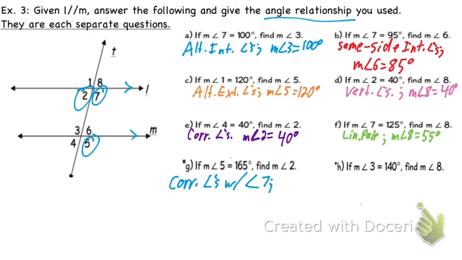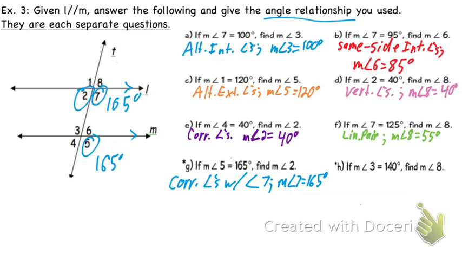And corresponding angles have what type of measure? Congruent. So if the measure of angle 5 is 165 degrees, what's the measure of angle 7? 165 degrees. So I'm going to write my first relationship there. Notice I wrote corresponding angles with angle 7. And so the measure of angle 7 is 165 degrees.